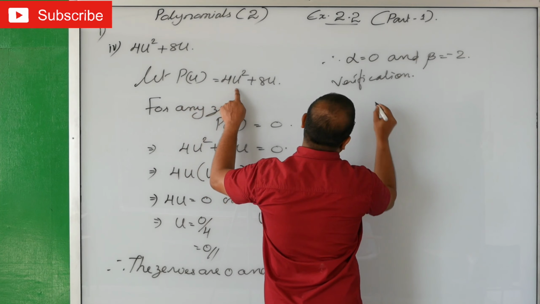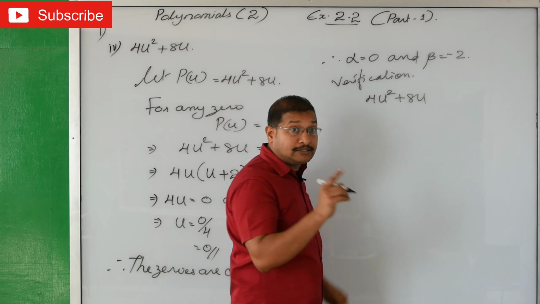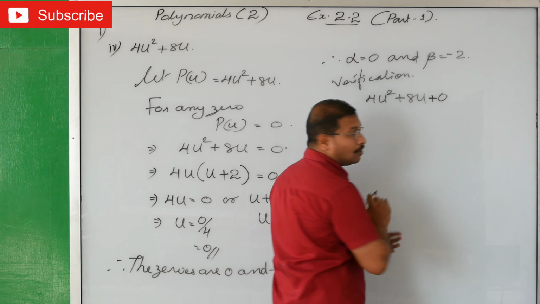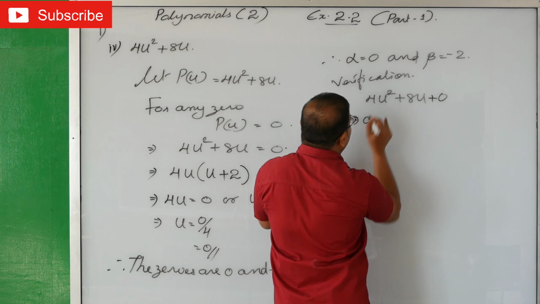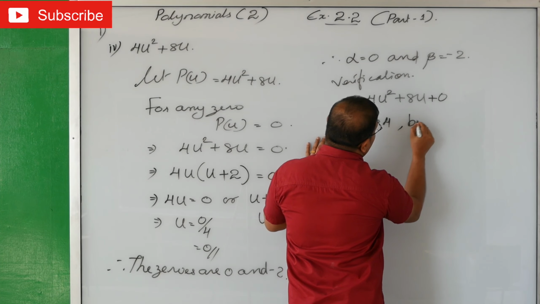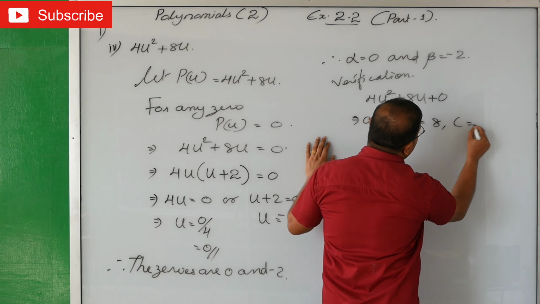We got it already: 4u square plus 8u. But the constant term is not there, so we'll write plus 0 constant. This implies, what is the value of a, which is next to u square? That is 4. And the value of b, which is next to u, is 8, and the constant is 0.